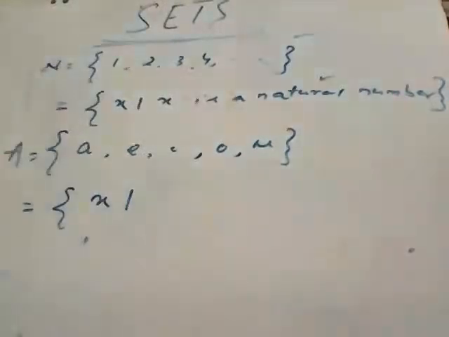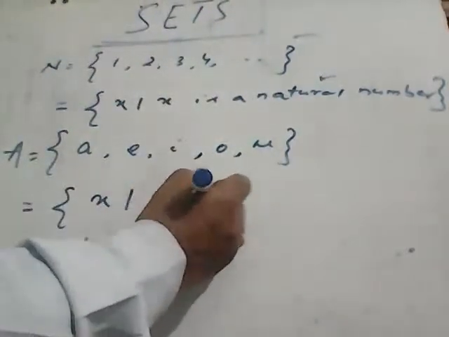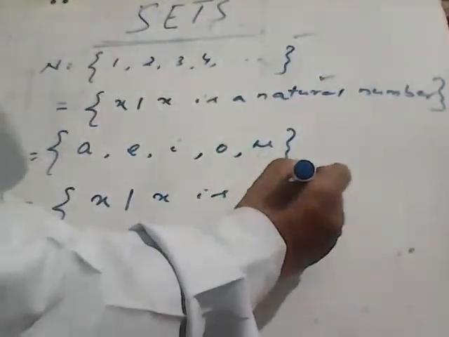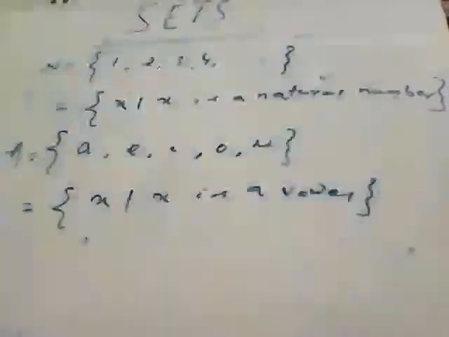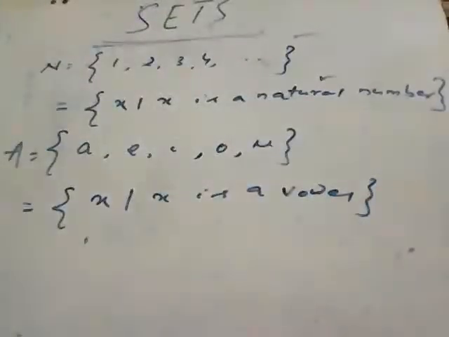x such that x is a vowel. Throughout the chapter, use this curly bracket to represent a set. Don't use any other brackets. Only curly brackets are required to represent a set.